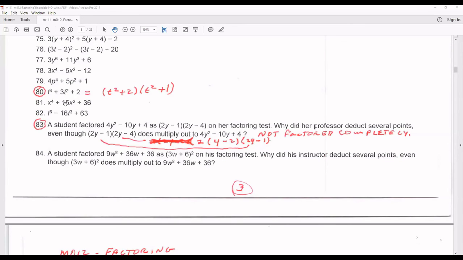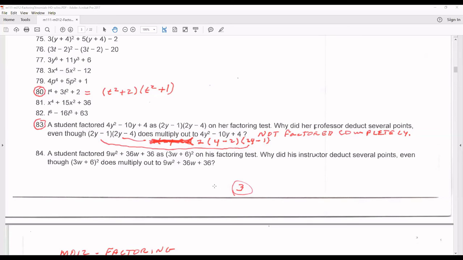Okay, number 80. Again, we have an elevated power. This one is twice as much as that one. So it breaks down into t squared plus 2, t squared plus 1.